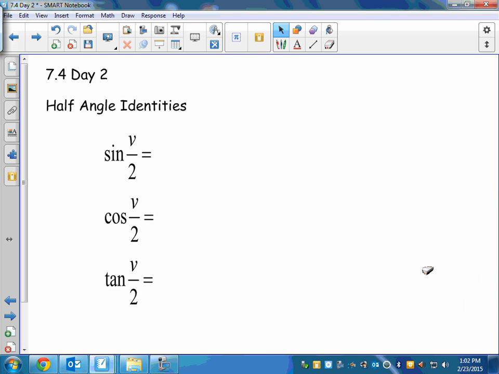Okay, so we have three more formulas that you have to know from this section. So from section 7.3, we have the sum of difference identities, and then on Friday we talked about the double angle formulas. Now today we have the half angle formulas, which again are just about memorization, which is exciting, right?